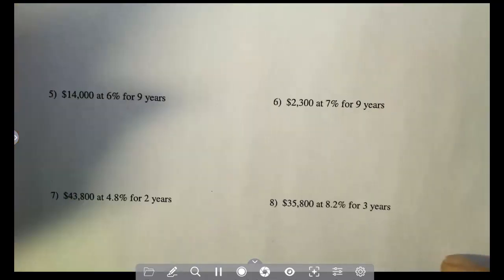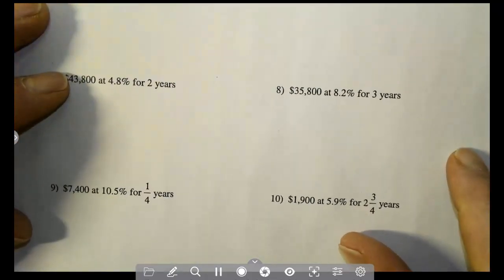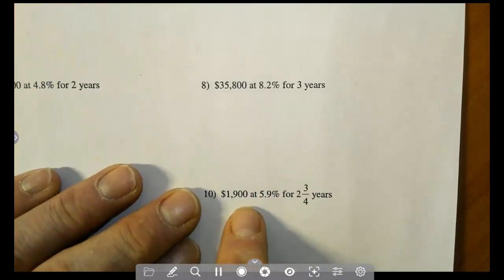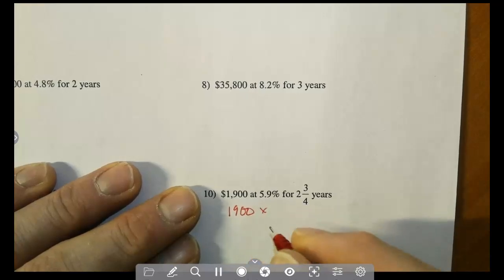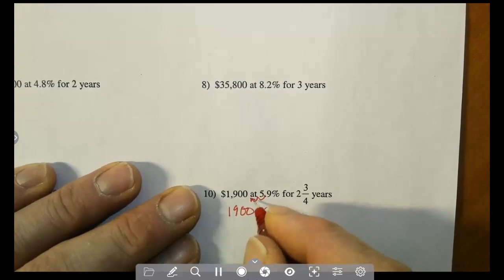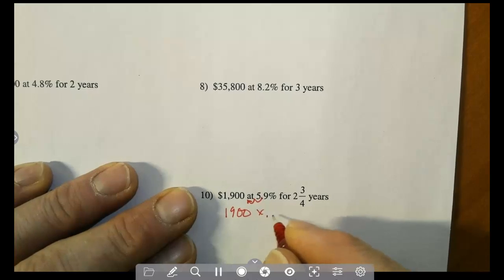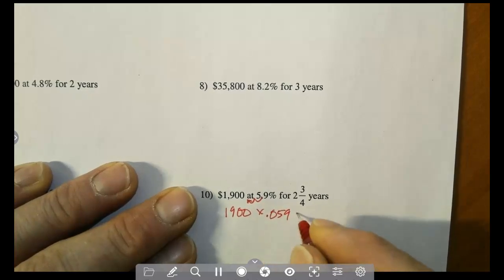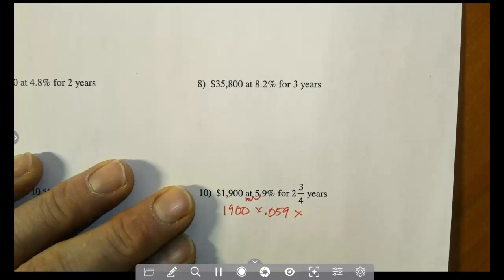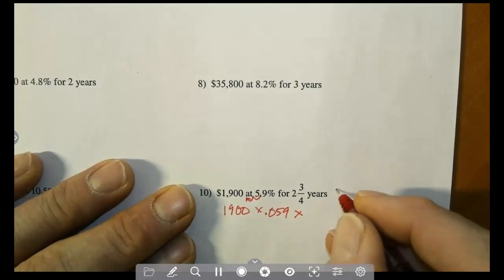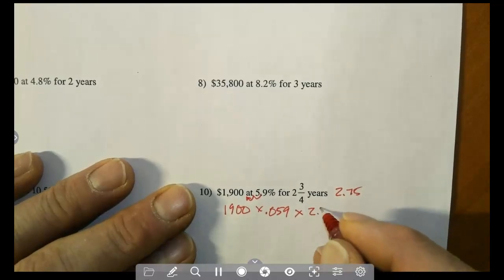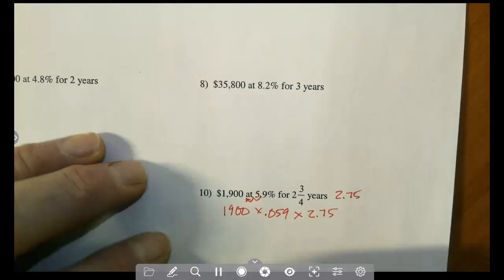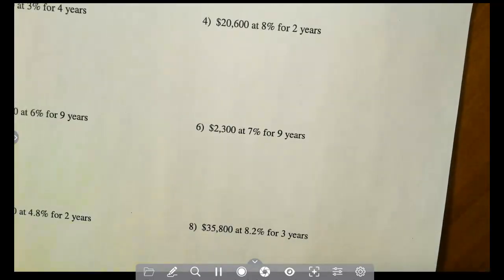Let's do another one. Let's do a more difficult one here. Number 10. Here's $1,900 times 5.9%. So I've got to move this twice. That's going to be times 0.059 times, ooh, yikes. Well, 2 3/4 years is 2.75 as a decimal, right? So we just drop that in, 2.75, and let's go ahead and pop that in.